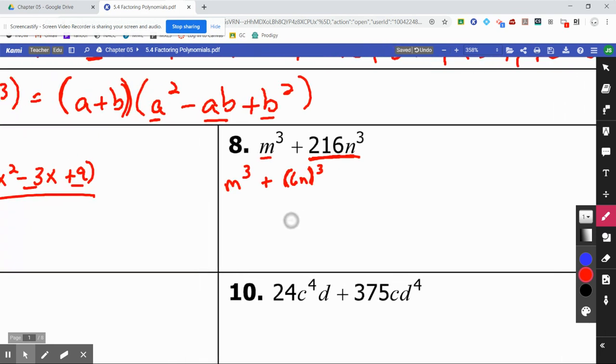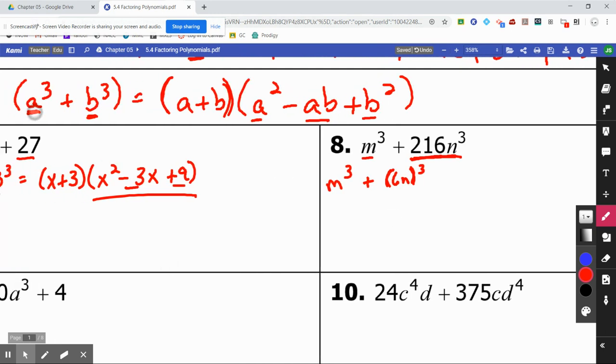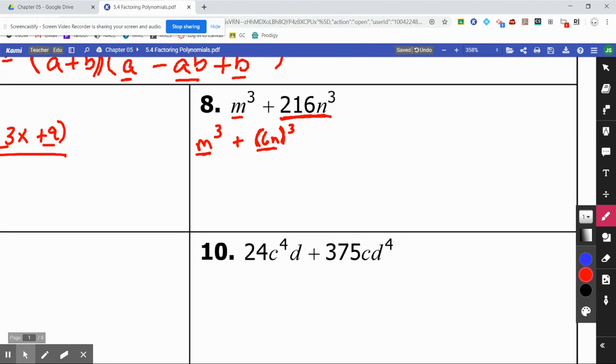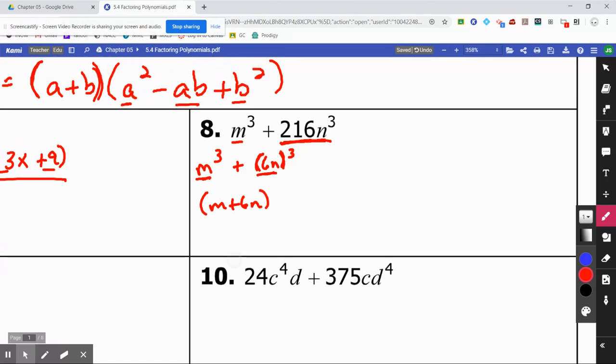So again, now it fits my formula. Everywhere I have an a, I'm putting an m. Everywhere I have a b, I'm putting 6n. So a plus b is now m plus 6n. If I have an a, I'm putting an m. So times m to the second minus a times b would be this times this.